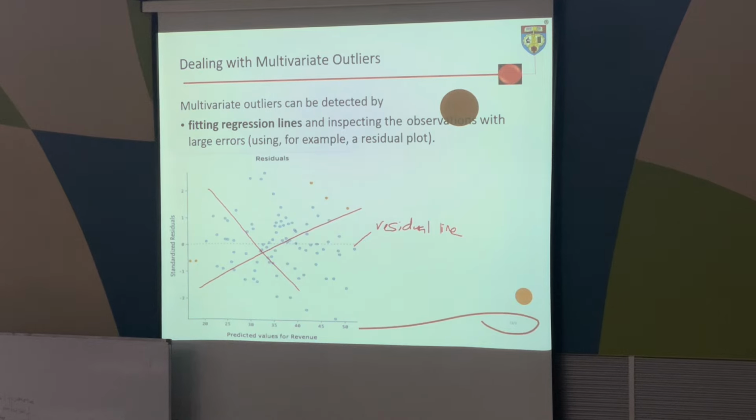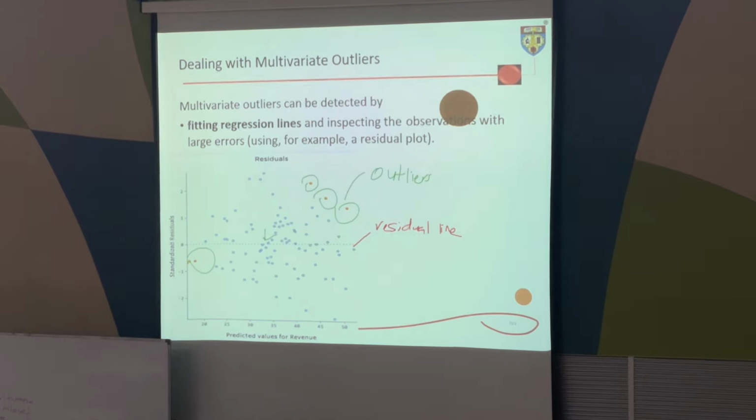Based on this residual plot, if you look here, the orange data point is considered an outlier. If your data point is near your residual line, it is not an outlier. If it is far from your line, it is considered an outlier.